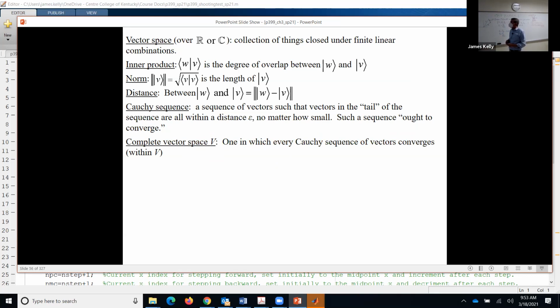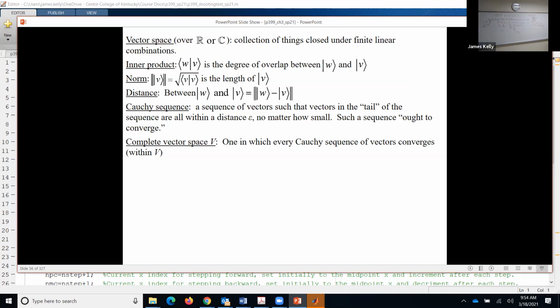So the notion of a complete vector space, and this is usually very hard to prove for any vector space. A complete vector space is one where every Cauchy sequence of vectors converges within that vector space. So you can write down things that appear like they're converging, and they're going to converge to something in your vector space.